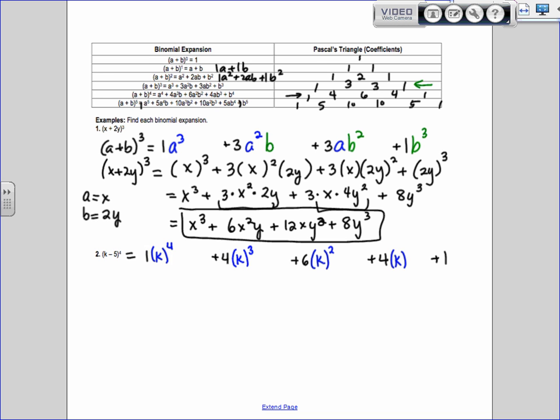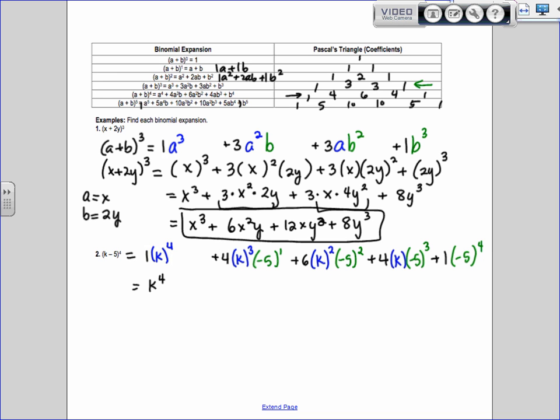And now I'm going to go through and put in my negative 5s. On the first one, I have no negative 5s. You could write negative 5 to the 0 if you really want. The next one, I have 1 negative 5, then 2 negative 5s, then 3 negative 5s, and 4 negative 5s. Does this make sense how I'm doing this? It's just a pattern. So I have K to the 4th.